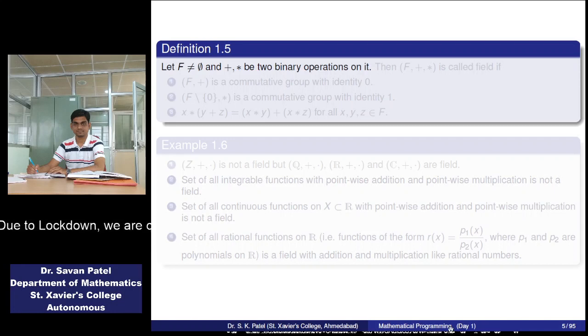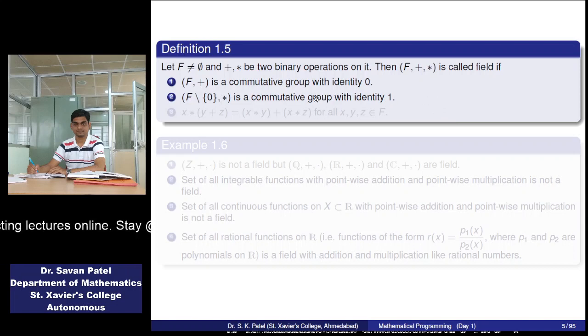Let F be a non-empty set and two binary operations are given on that. The first I am denoting right now as plus, and the other I am denoting right now as star. Then we say (F, plus, star) is a field if these following three conditions are satisfied. The first condition is F with the first operation should be a commutative group with identity 0. Here I am mentioning the identity because I need this identity at the end.